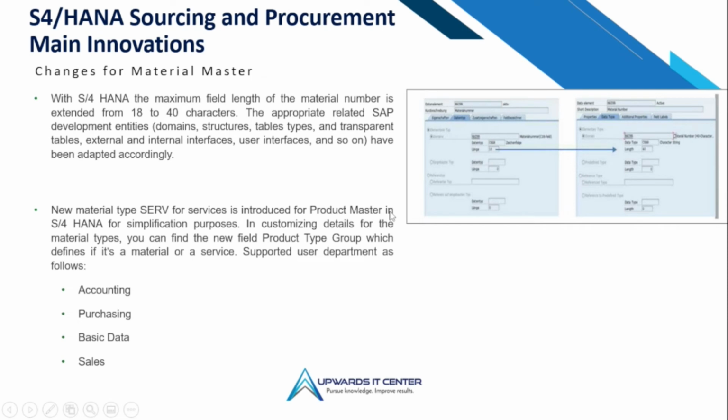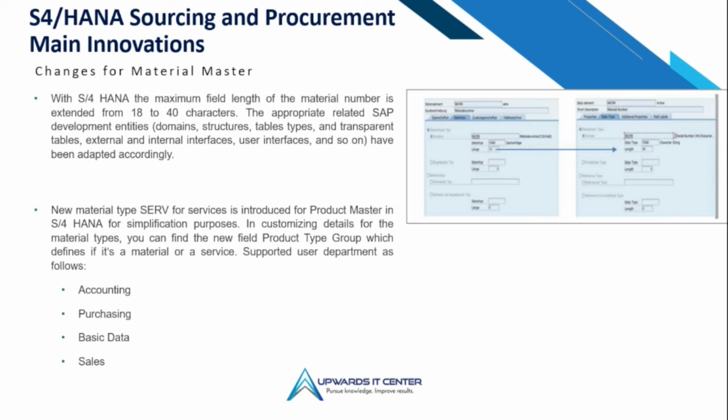Regarding changes for material master, in S/4HANA, the maximum field length of material number is extended from 18 to 40 characters. The appropriate related SAP development entities like domains, structures, table types, and transparent tables, external and internal interface, and so on, have been adapted accordingly. If you want to activate this in your S/4HANA system, you need to change the customizing to activate.